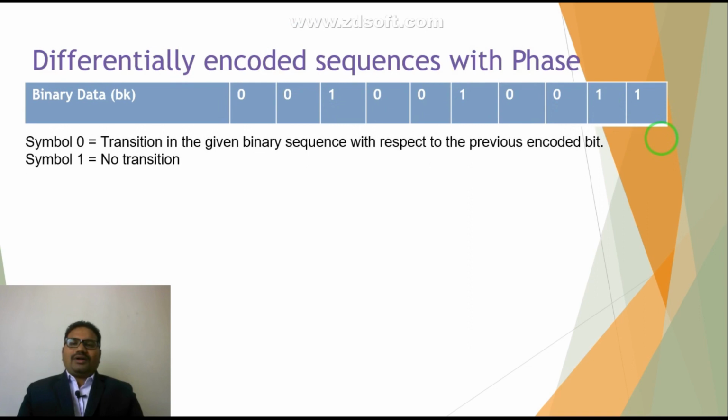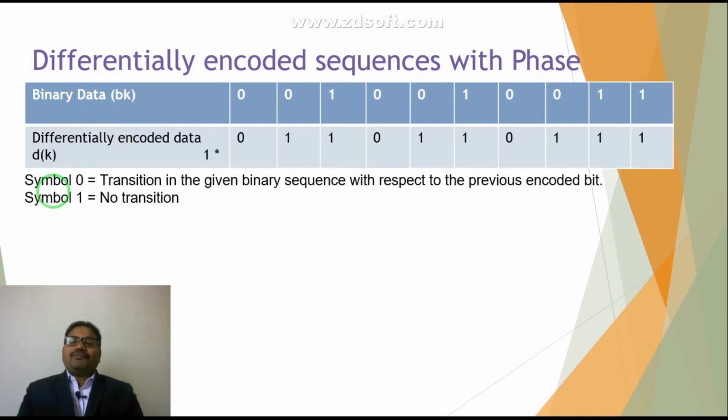Now as I already told, this is for your reference: symbol 0 is going to indicate what? It is going to indicate a transition in the given binary sequence with respect to its previous encoded bit. So if there is a transition between the input binary sequence and its previous encoded bit, then we are going to denote this encoded bit as symbol 0. If there is no transition, then such a symbol is denoted by symbol 1. Now this is your differentially encoded data.